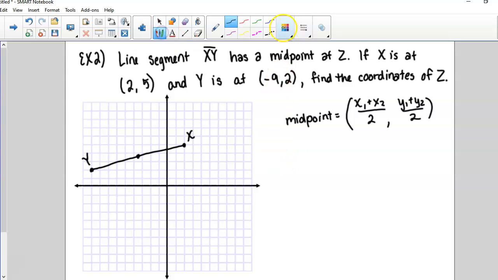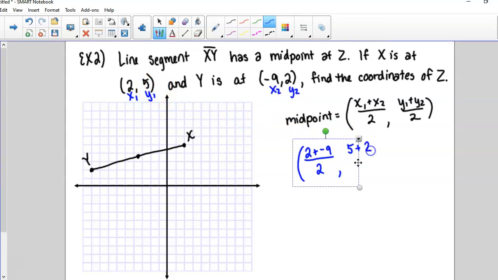So for this problem, x1, y1, x2, y2, and so we would have 2 plus negative 9 divided by 2, and we would have 5 plus 2 divided by 2. You're just taking the x's, 2 plus negative 9 divided by 2, it gives you an average. So this is going to be negative 7 over 2, which is negative 3.5 for our x coordinate.